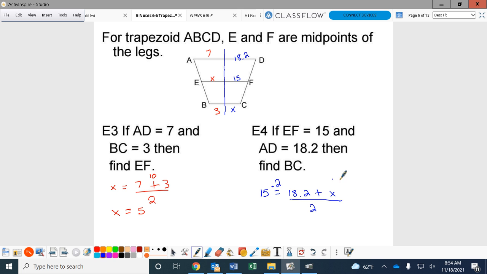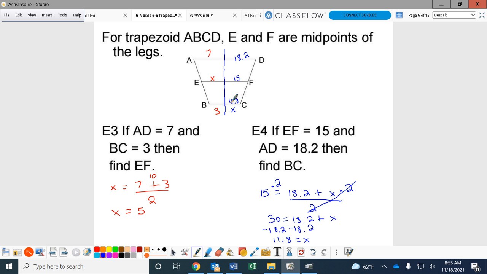First thing we got to do is get rid of that denominator. We already talked about how to do this. It cancels out my denominator completely. 15 times 2 puts me at 30 equals 18.2 plus x. What's the next step? Subtract 18.2. Good. It's positive. The only way to make it go away is to minus that 18.2. I leave the decimals up to y'all. Y'all tell me what that is. 11.8. Thank you. Equals x. There we go. BC right here would be 11.8.